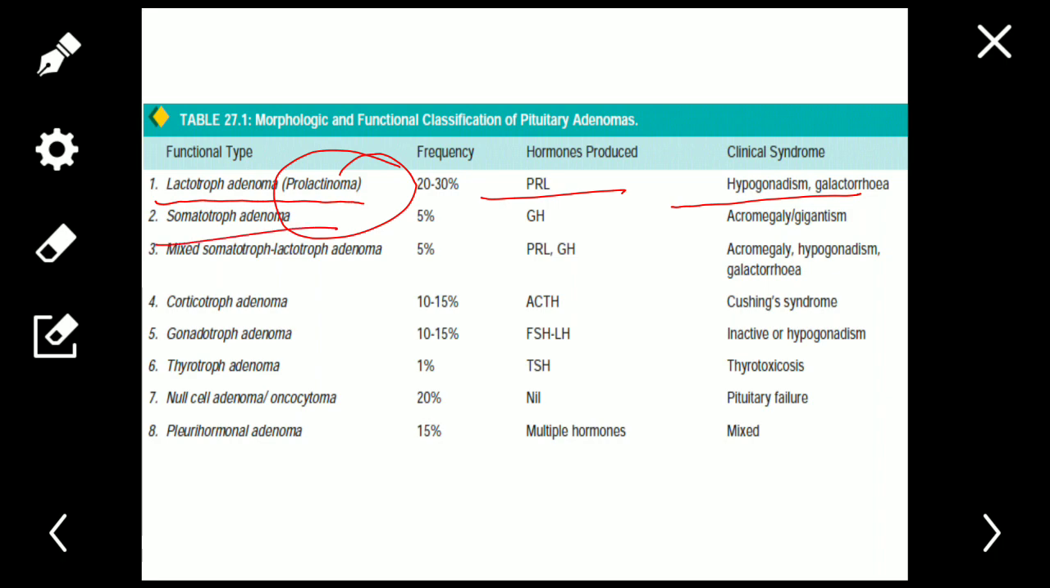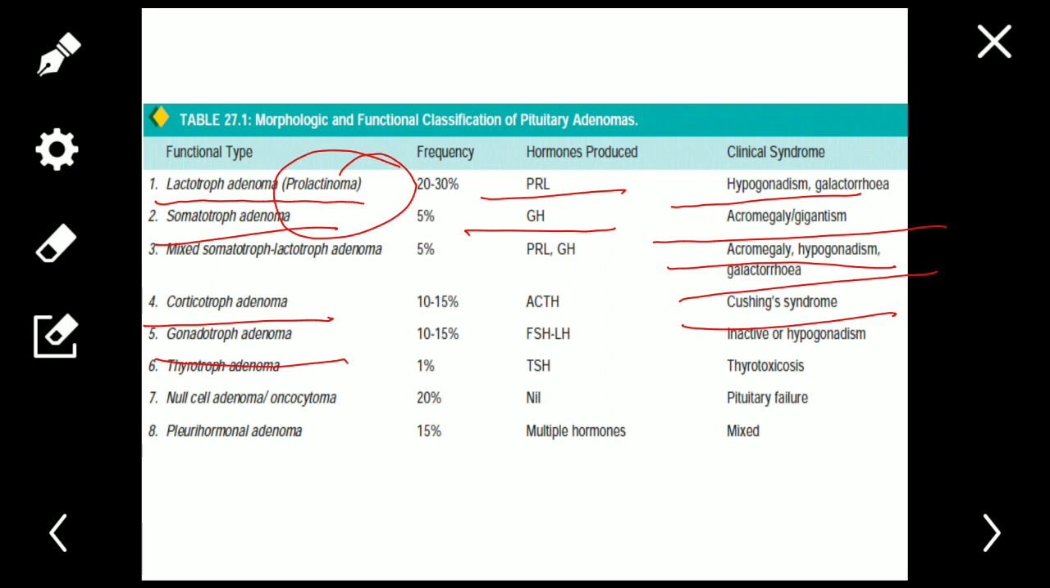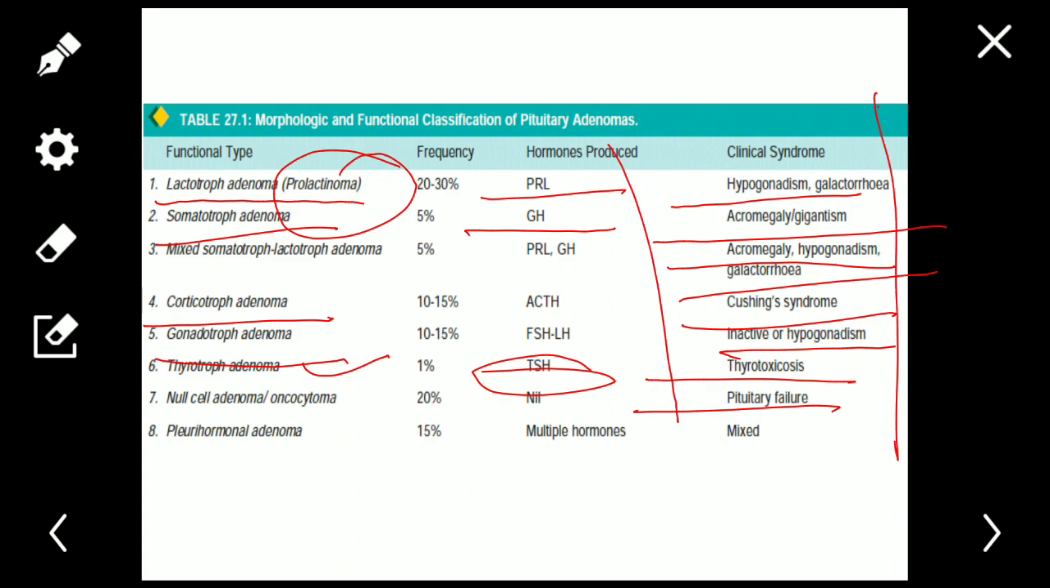Similarly, somatotroph adenoma, more GH, acromegaly and gigantism. Mixed somatolactotroph, both acromegaly and hypogonadism. Corticotroph adenoma, Cushing's disease. Gonadotroph adenoma, inactive or hypogonadism. Thyrotroph adenoma, thyrotoxicosis because of release of more TSH. Null cell adenoma or oncocytoma, pituitary failure. So depending on the cell type, the adenoma will grow and that particular hormone will be elaborated, and all these syndromes can occur.